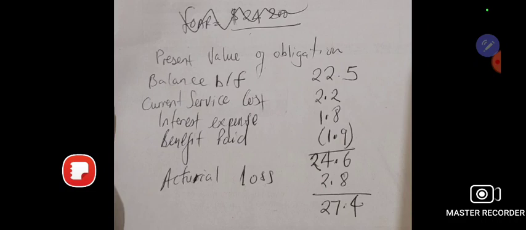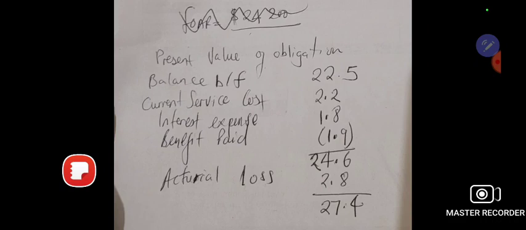Just to basically understand why it's in brackets, if you are doubting or wondering. Anyway, from there we sum up. It gives us 24.6. After 24.6, make sure you always do this. Remember, there was a closing balance in the question, right? The closing balance for the obligation was 27.4.